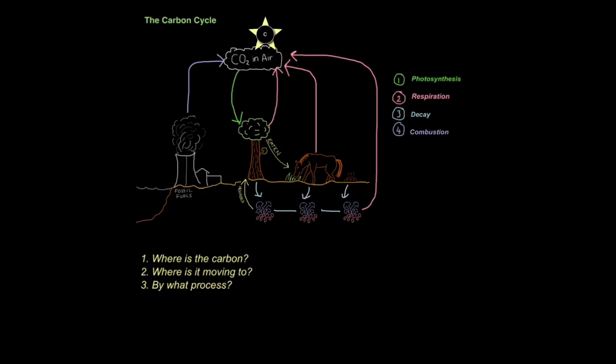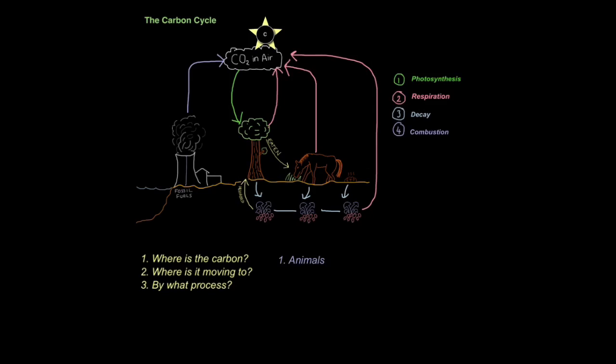Whenever writing sentences to describe the carbon cycle, remember these three questions. Where is the carbon? Where is it moving to? And by what process? So for example, carbon in the atmosphere in the form of carbon dioxide moves to carbon in plants through the process of photosynthesis.